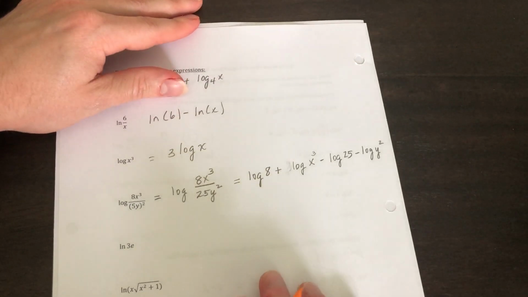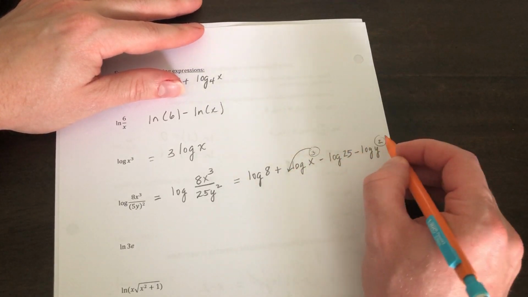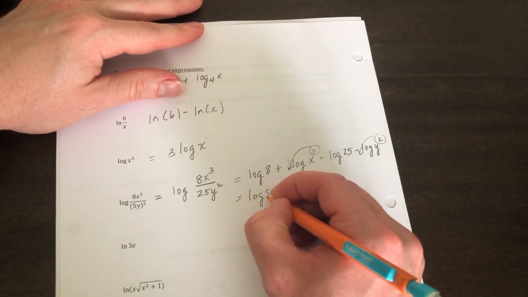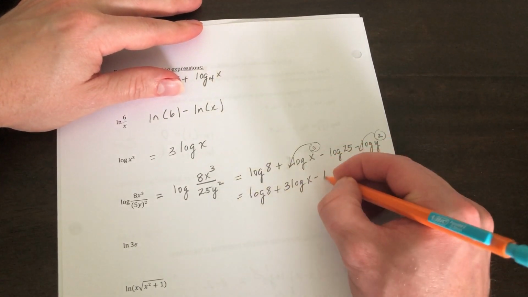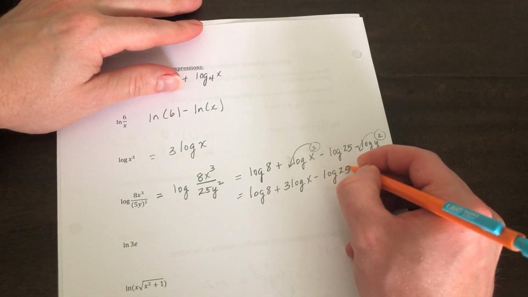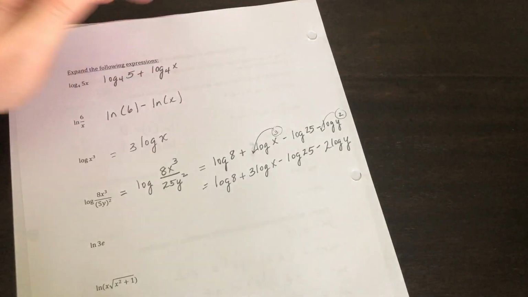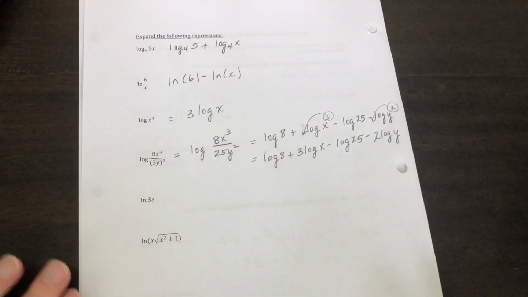Now we're going to take care of this. We're going to take those and bring them in front. So we get log of 8 plus 3 log x minus log of 25 minus 2 log of y. Sorry, I forget that y'all haven't seen this before, so I get a little carried away sometimes.